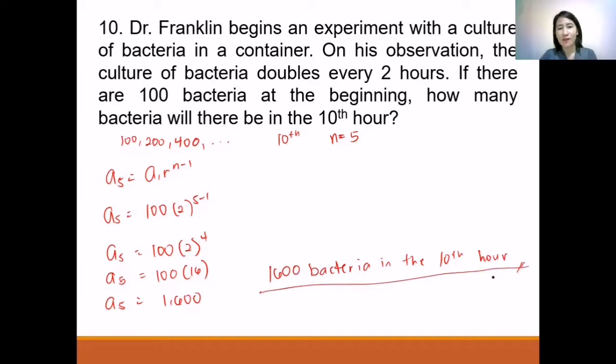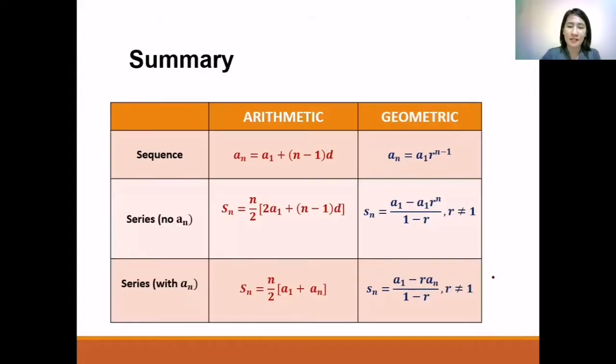So that's it. These are all the examples that we have for sequence and series. We're going to have formulation, or what we call summation notation, on our next lesson. That video will be posted later. So for our summary, here is our formula for both arithmetic and geometric sequence and series. But take note, we have 2 sets of formula for series. That one wherein you are given the last term, and the other wherein A sub n is not given.